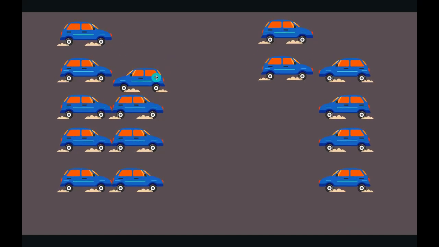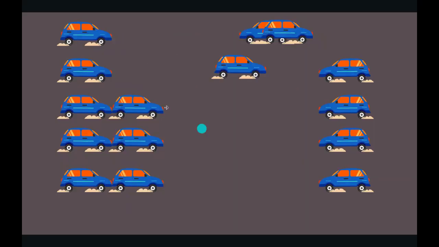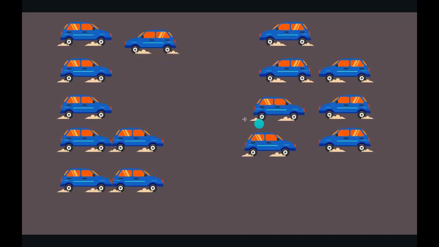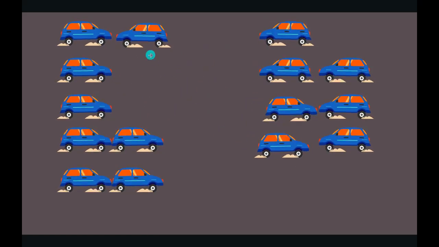When two cars have moved from the left side to the right side and only one car moved from the right side to the left side, the number of cars on the left side has decreased and the number of cars on the right side has increased. Why? Because at the beginning there are 10 here and 5 there, and you move 2 from here to here, while only 1 moves from here to here.